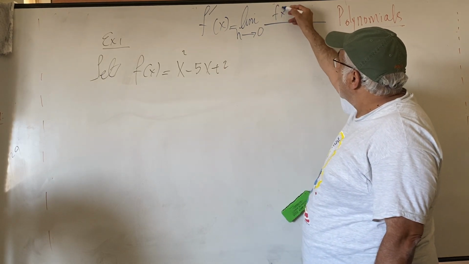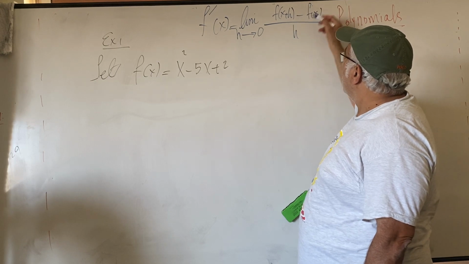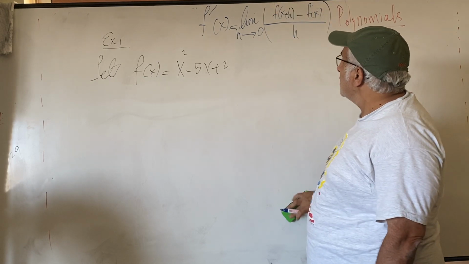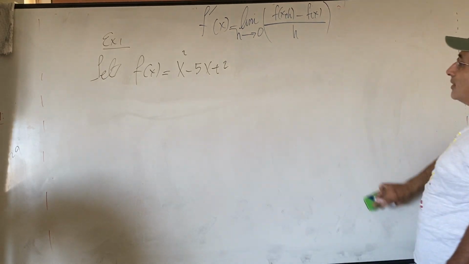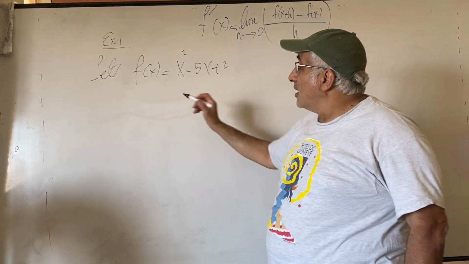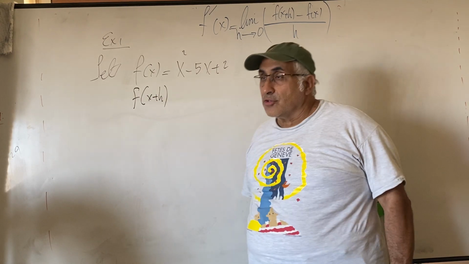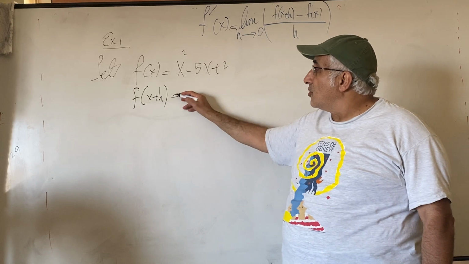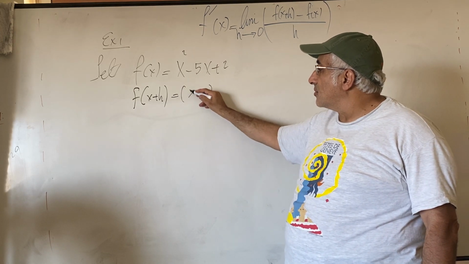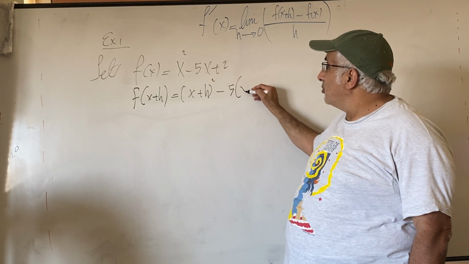It's f of x plus h minus the initial value, divided by h. That's your rule. Since I'm having that one, let me develop what is f of x plus h. What are you going to do? You're going to substitute x for x plus h. Wherever you see x, take it away and put x plus h.